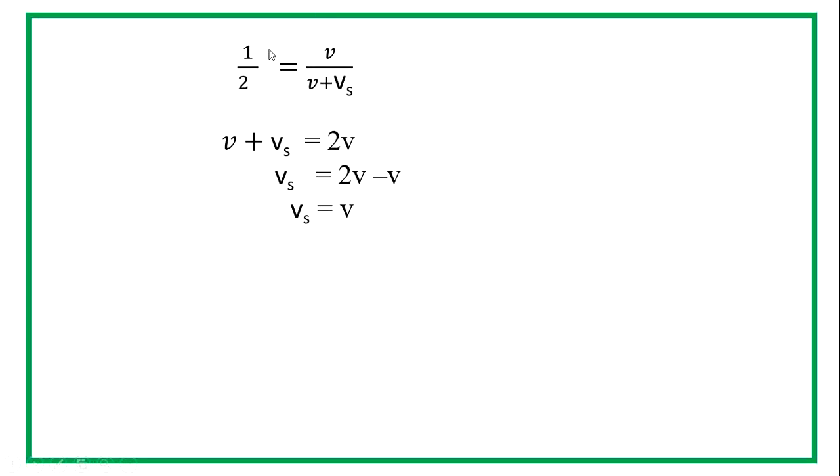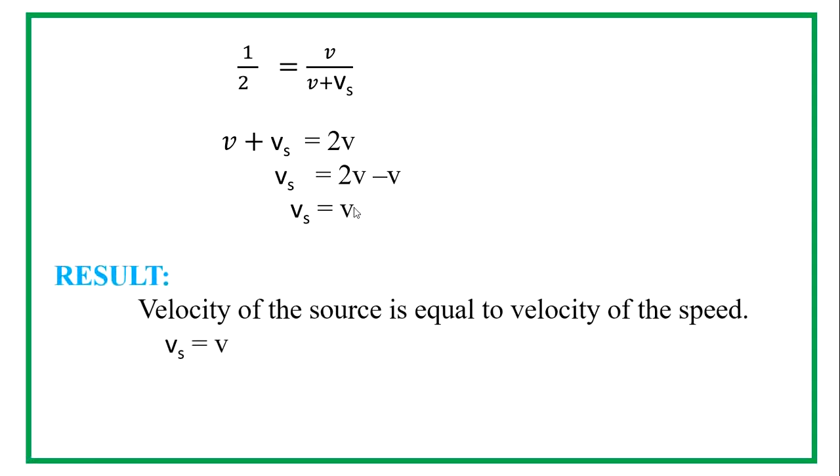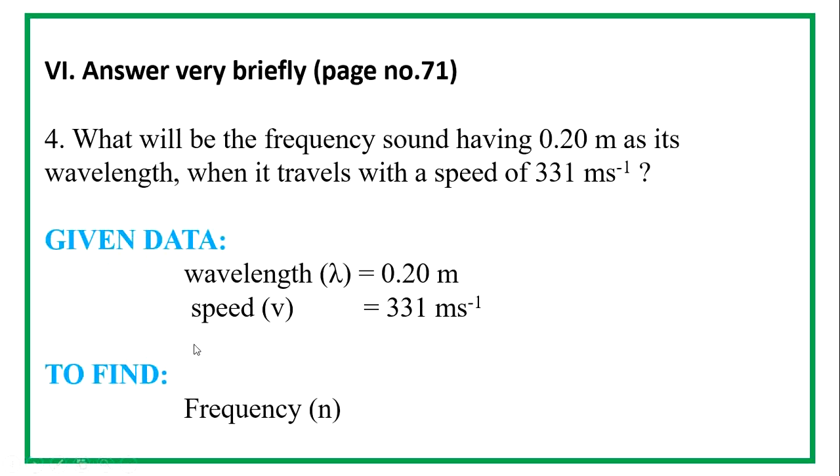Now n and n get cancelled. We get 1 by 2 is equal to V by V plus Vs. Now we can cross multiply this. V plus Vs is equal to 2V. We can find out Vs. So Vs is equal to 2V minus V. 2V minus V is equal to V. When we subtract 2V and V, we get V. So the velocity of the source is equal to the velocity of sound. What is V? It is the velocity of sound. So the velocity of the source is equal to the velocity of sound. Vs is equal to V.